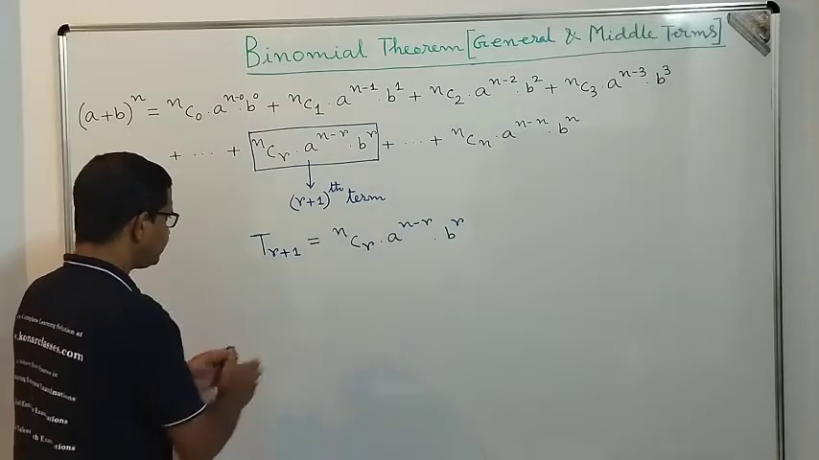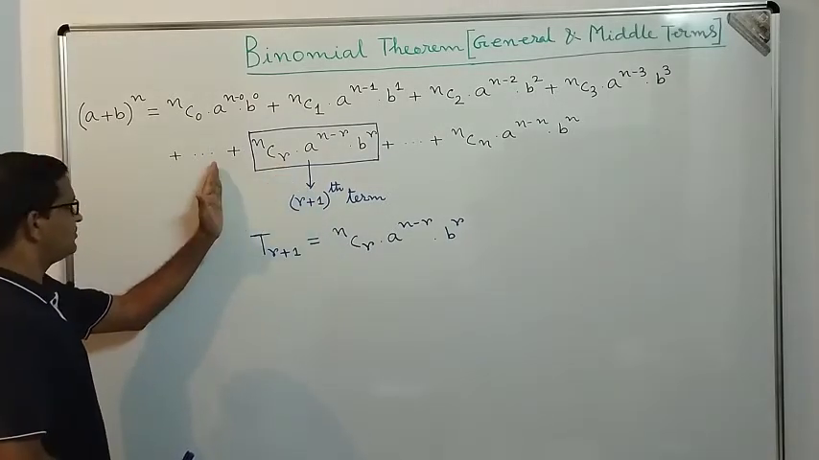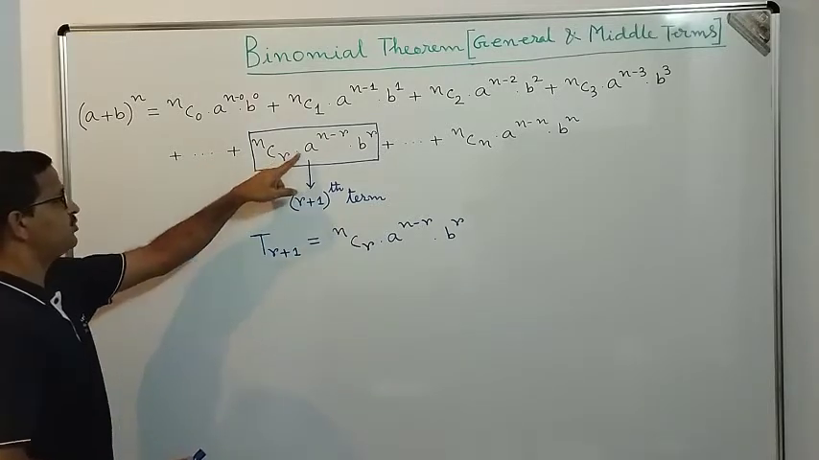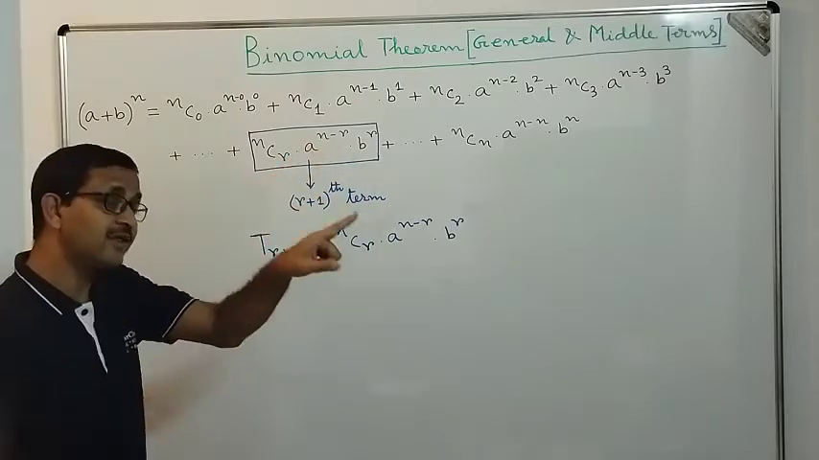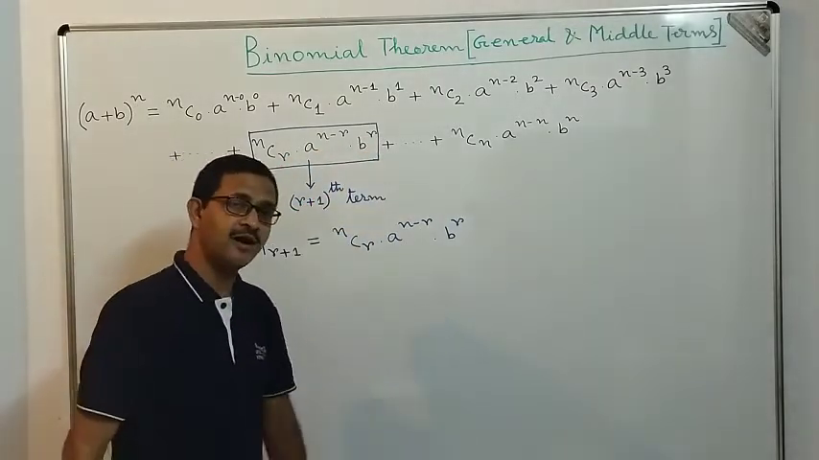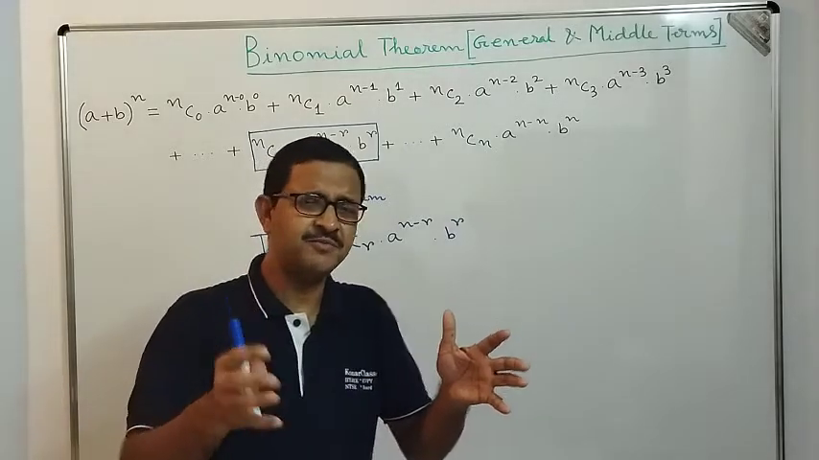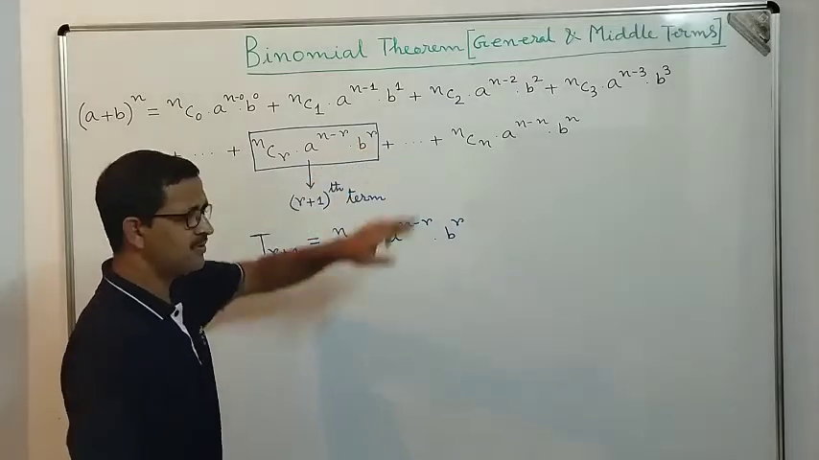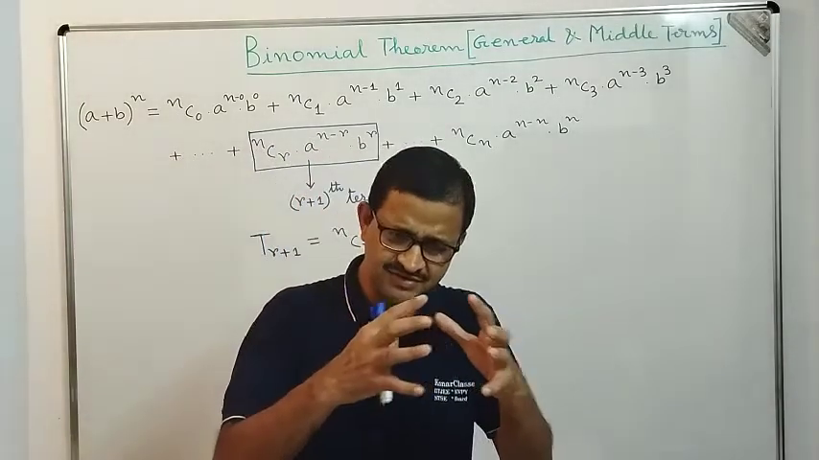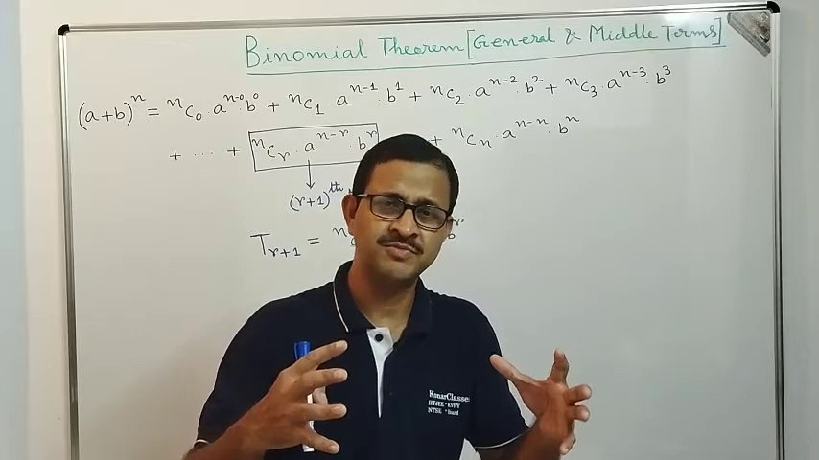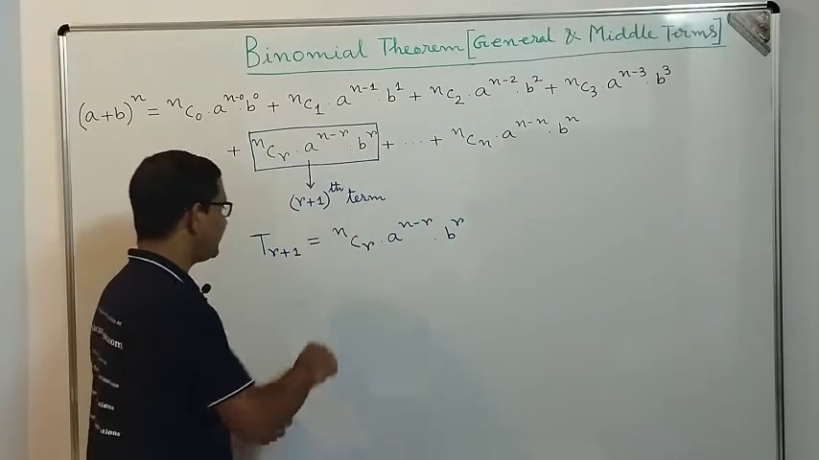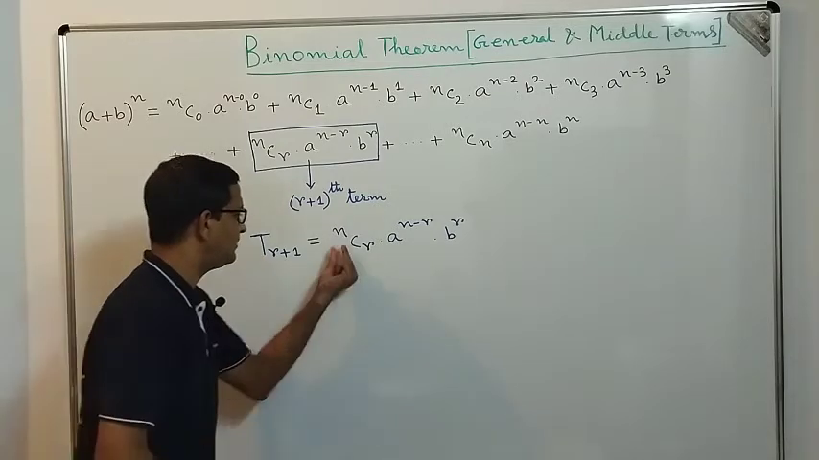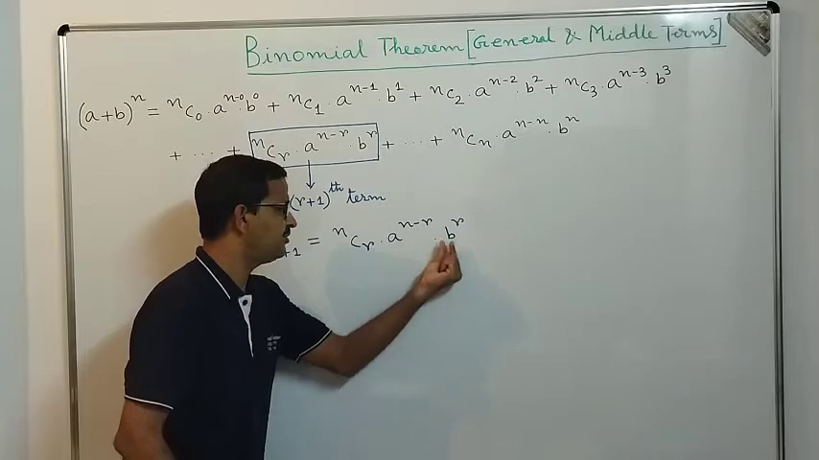Why? If you look into the rth term, the previous term, what will it be? It will be nC(r-1) into a^(n-r+1) into b^(r-1). So it will have r minus 1, here n minus r plus 1, b power r minus 1. That doesn't look good because it is a little bit complex. That is why, to remove that, if you notice the (r+1)th term, it is simple: nCr into a^(n-r) into b^r.